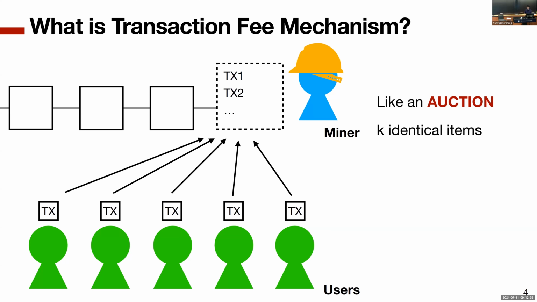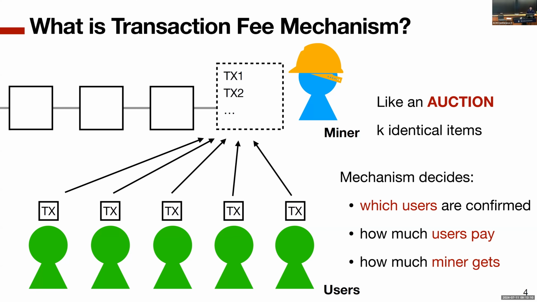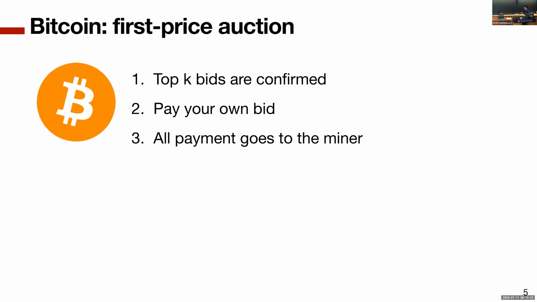And actually, today we'll discuss a lot of impossibilities. So this simplification actually makes the impossibility stronger. Okay, so how does a transaction fee mechanism allocate the resource? The mechanism will decide which users' transactions are confirmed, how much each user should pay, and how much a miner should get. Let's see some examples. Bitcoin uses the first price auction. That is, if K is the block size, the miner will just pick the top K bids on the market. Everyone just pays their own bid. All the payment goes to the miner.